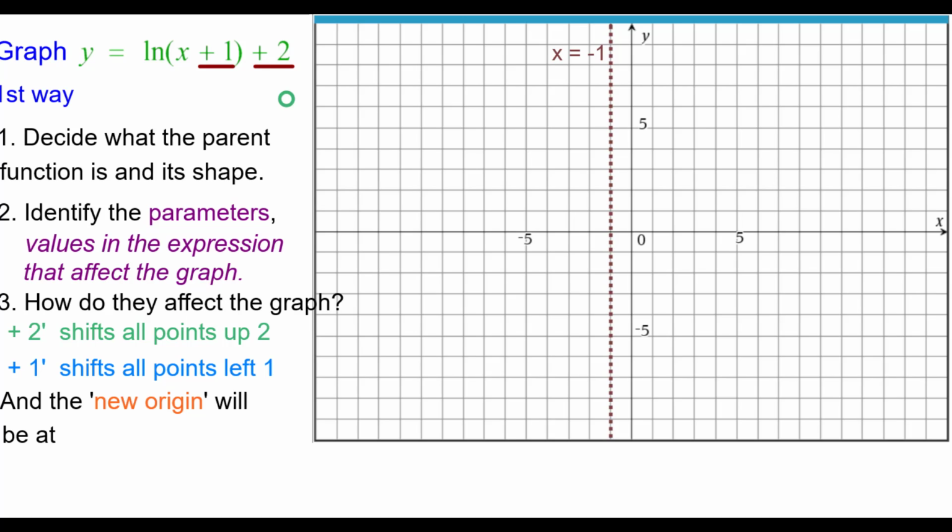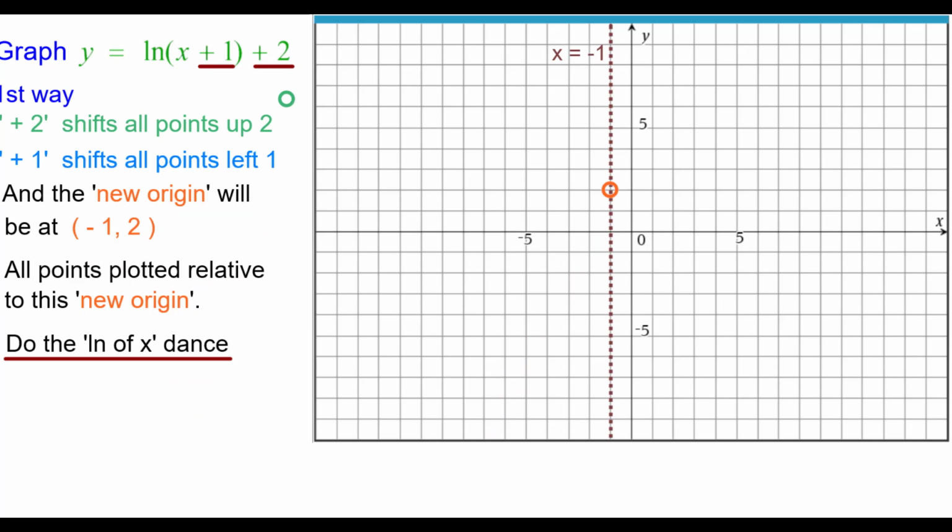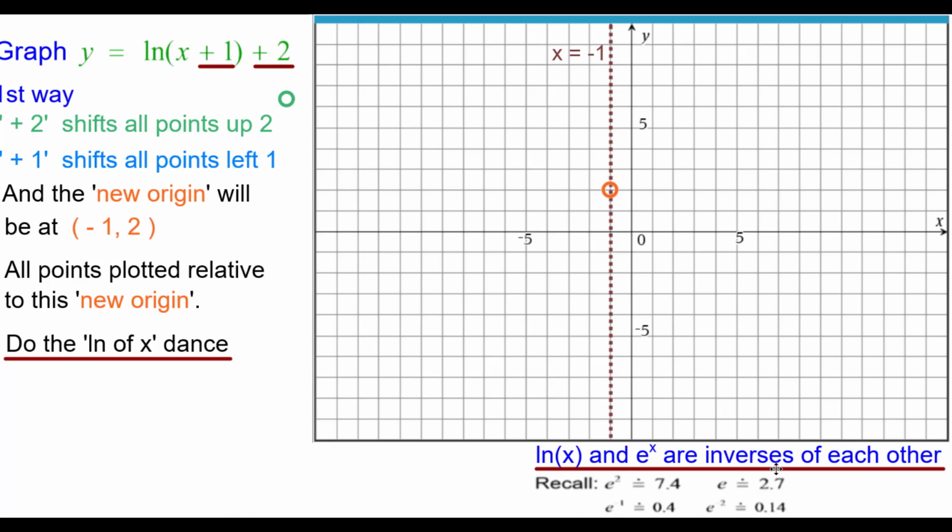Also, our quote new origin will be at -1 because of the left 1, +2 because of the up 2, and so we'll plot that because all points will be plotted relative to this new origin. Now we're ready to do the natural log of x dance. Keep in mind again, natural log and e to the x are inverses, and here are the powers of e that we should just know.